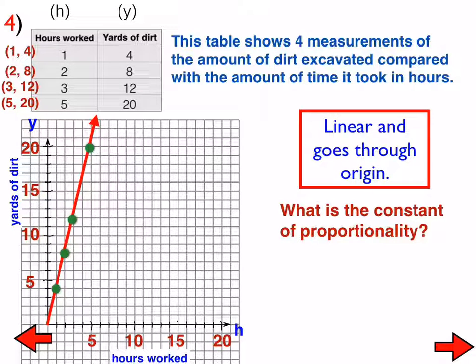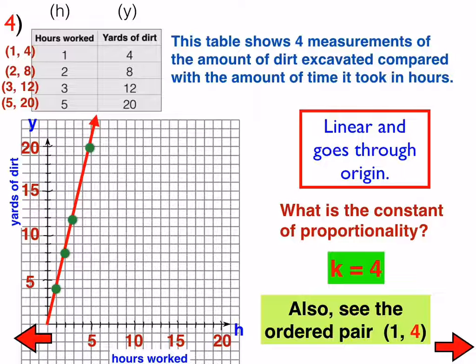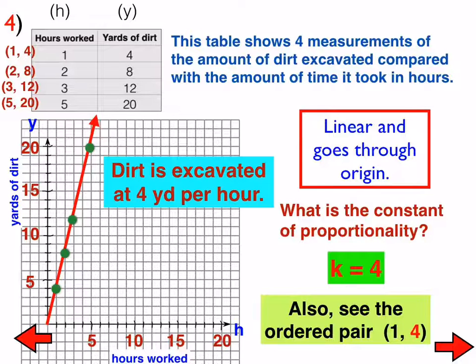The constant of proportionality, lots of places to find it. You could find it with the ratios of 4/1 and 8/2 and 12/3 and 20/4. They all simplify to 4. You could also find it on the graph right here at 1 comma 4. You can also find it right there within the table. Lots of places to find that constant of proportionality. And the unit rate would be 4 yards per hour. And the equation using my variables would be y equals 4h.